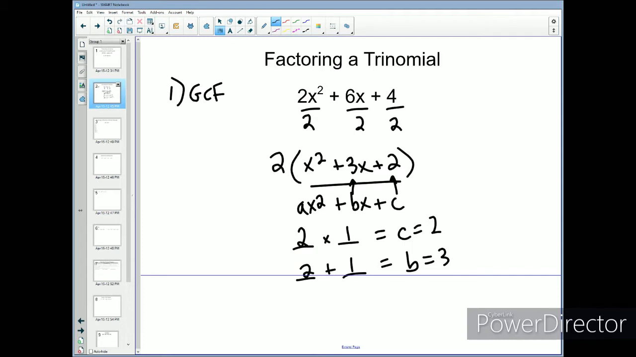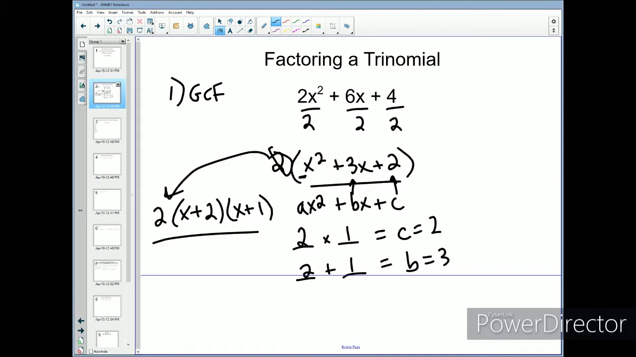All right. There are a lot of other methods we can do. We can do the diamond. We can do the box. You may have learned those. But when we're dealing with a trinomial that has a leading coefficient of 1, we can just take these two values and plug them in. x plus 2 and x plus 1. And we're done. And then we bring down our GCF. Whoops. Don't ever forget that GCF. It's there. And there we go. 2 times x plus 2 times x plus 1. We have successfully factored this trinomial.